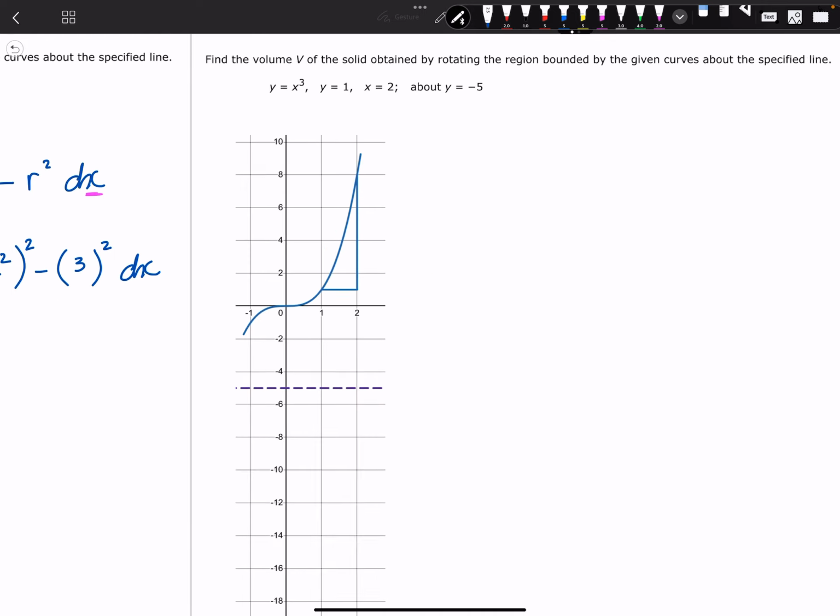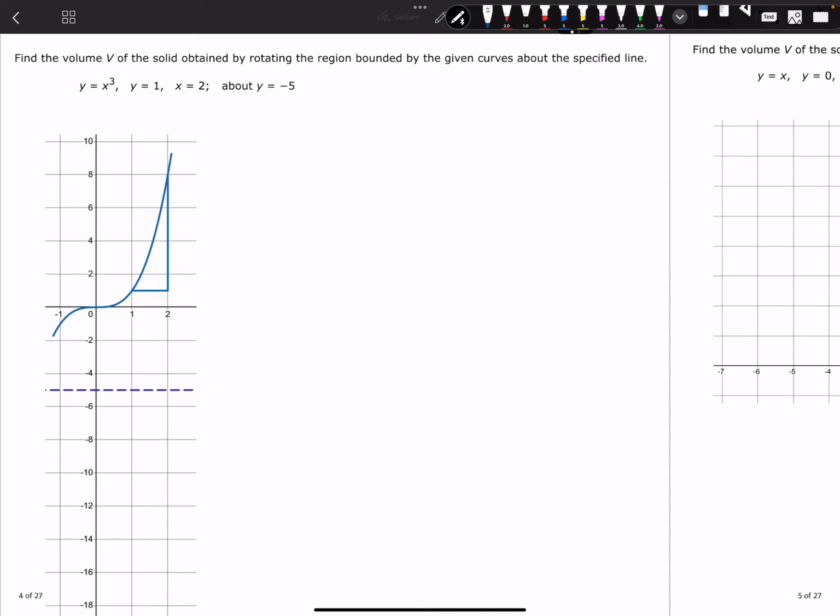All right. Next up, we have a problem here that's giving us a region that is between the graphs of y equals x cubed, y equals 1, x equals 2, and we are rotating this about the line y equals -5. So we are not rotating about the x-axis, but we are rotating about a line that is still parallel to the x-axis. So I still want to use the disk washer method, and I still want to integrate with respect to x.